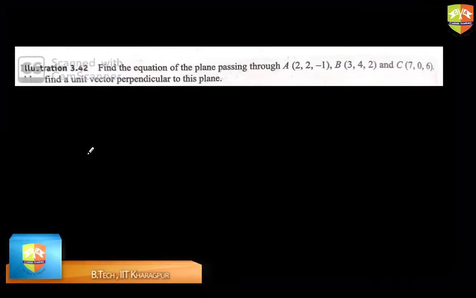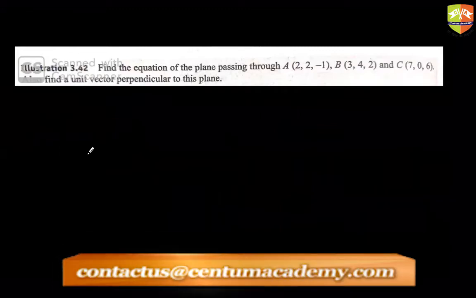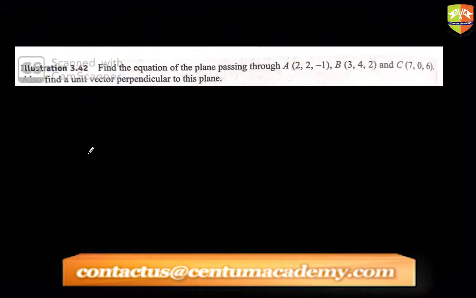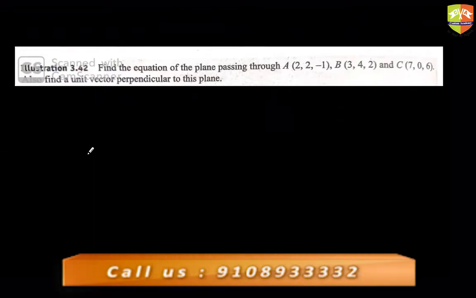Let's now talk about the next question. Okay, a typical question. Find the equation of a plane passing through A, B, and C. Also find a unit vector perpendicular to this plane. A very stereotypical question, okay? You must know how to solve these because much more difficult questions will be framed using these simpler concepts.